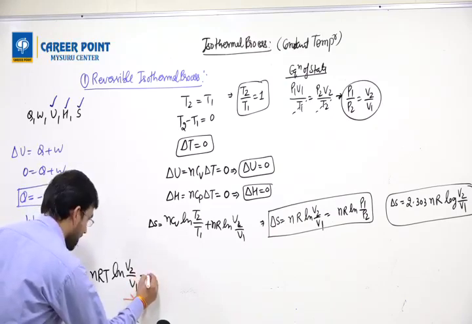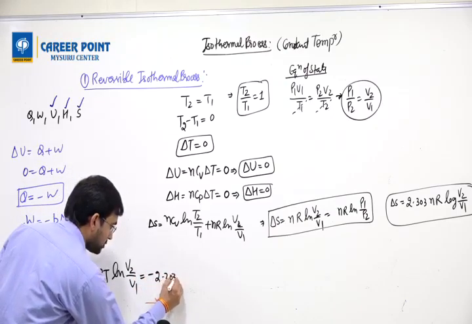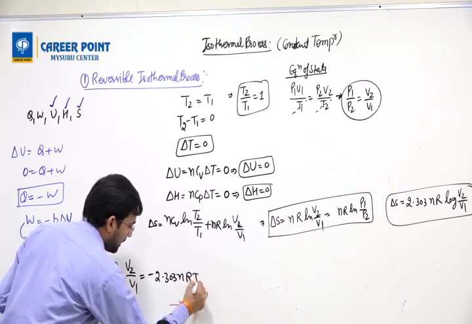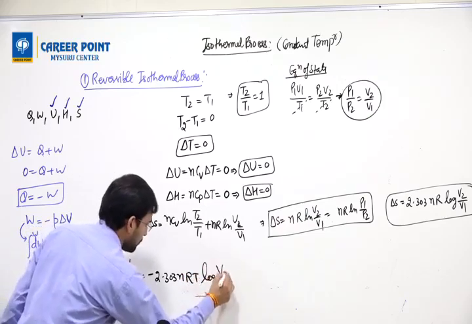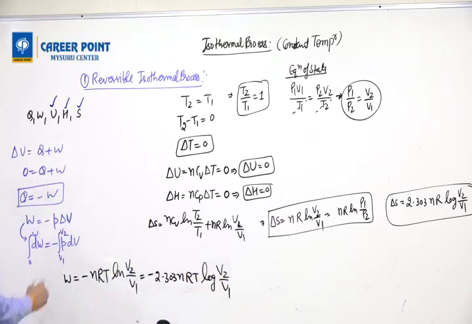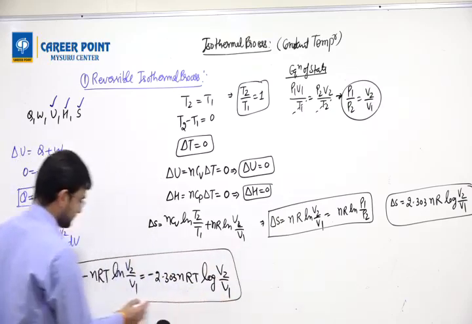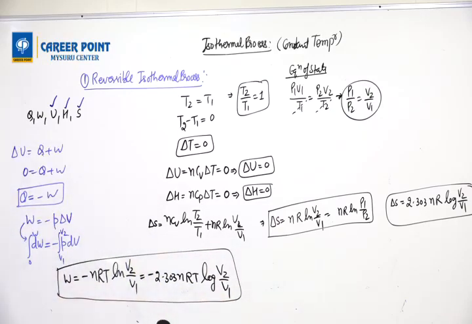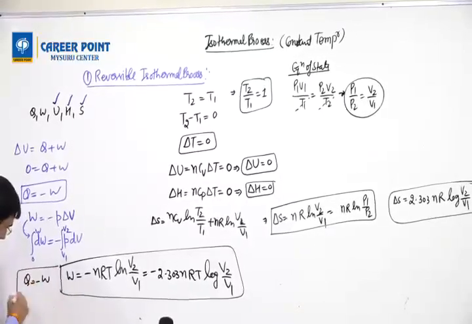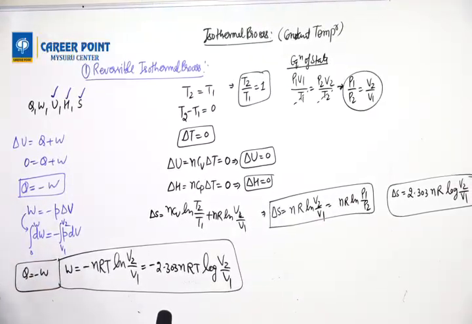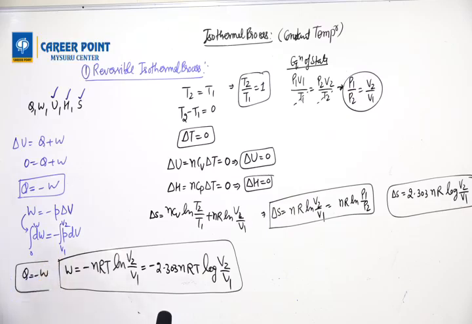Or I could also write minus 2.303 nRT log V2 by V1. Right? This is the W formula. And if you know the W formula, Q equals minus W. So we can have the Q value also. So now I have calculated both of them.